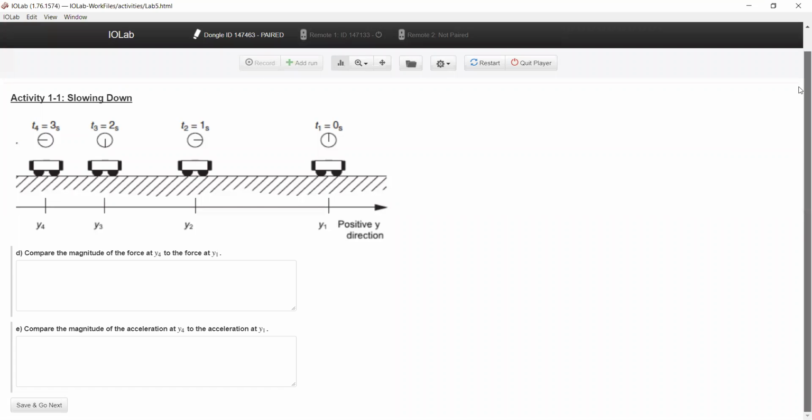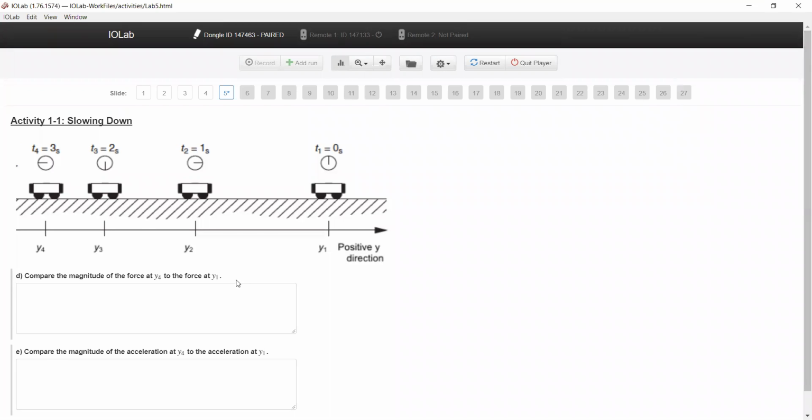Okay, in the next slide we are asked to compare the magnitude of the force at y4 to the force at y1. Okay, so we are applying the same force. We have not changed the force right now, so a constant force is being applied to this IOLab, in this direction, with the hanging mass. There is no other force being applied, so it should not change. So go ahead and write the answer for that one.